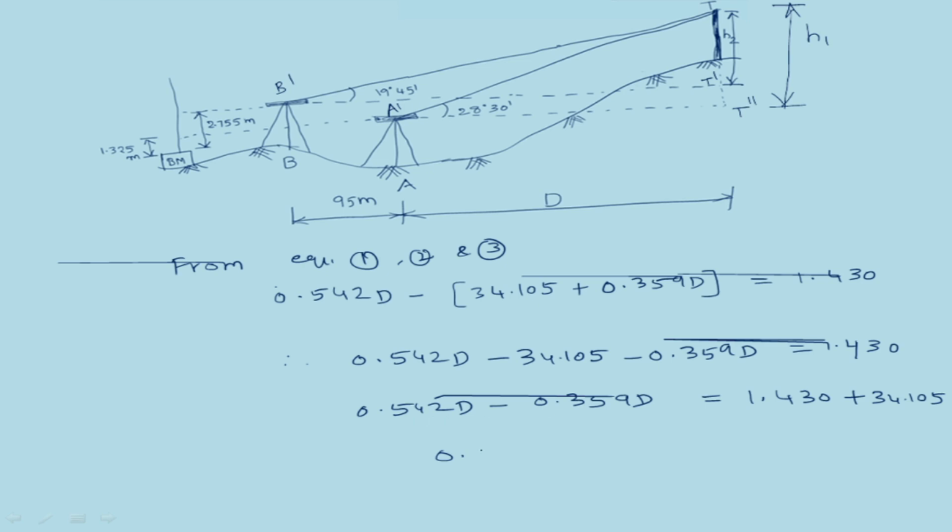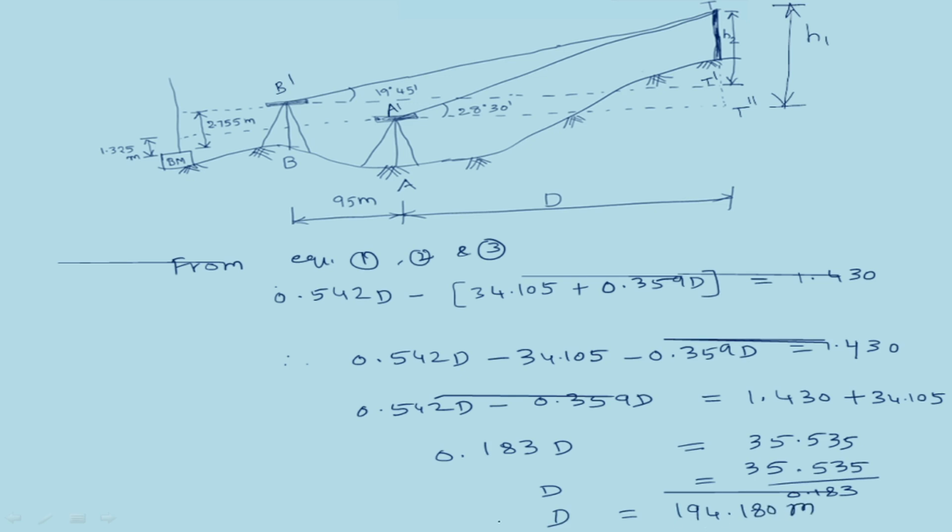The difference between these two is 0.183D is equal to 35.535. D is equal to 35.535 divided by 0.183. Therefore D is equal to 194.18318 meters. This is the horizontal distance between A and T. Capital D is equal to 194.180 meters. Now substitute this D value in H1 or H2.